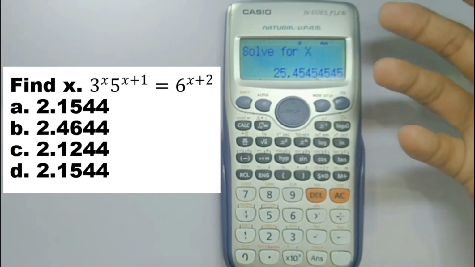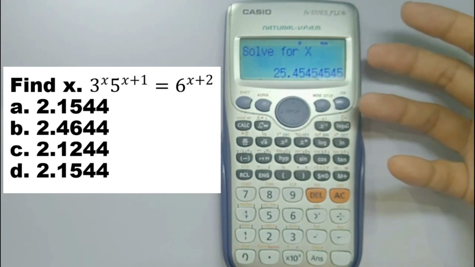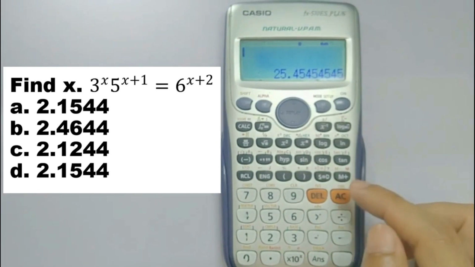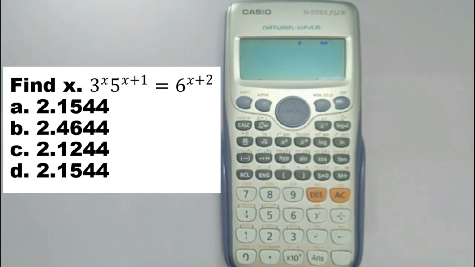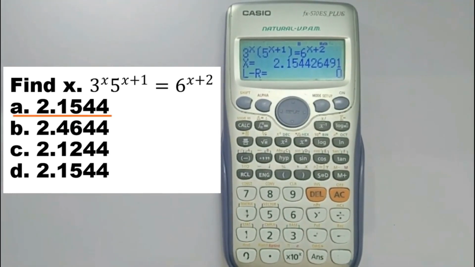In the choices, you have 2.46 as your highest choice. You need to input, let's say, 2.5 as the limit. Then we solve for x. So the value for x is 2.1544. So that is letter A.